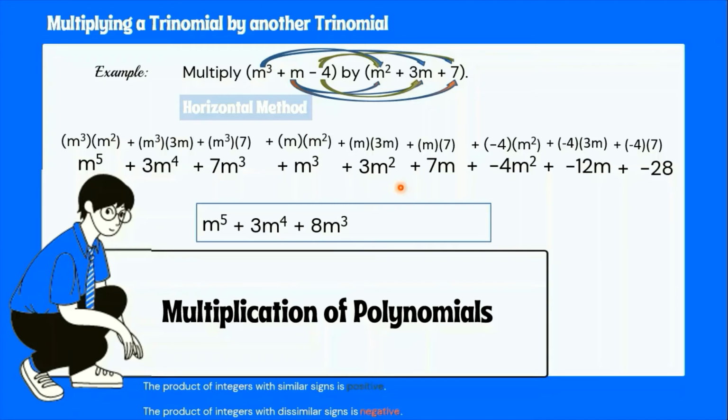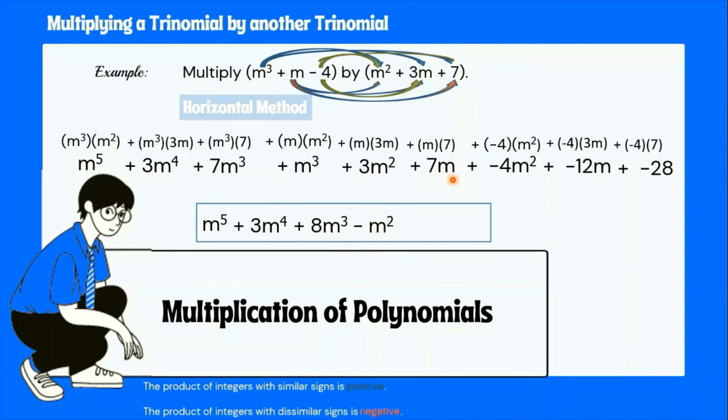Doon naman tayo sa mga terms na merong exponent na 2. Meron din tayong dalawa. Positive 3m squared at saka negative 4m squared. So, dahil magkaiba yung kanilang signs, we need to subtract their absolute values. Kaya ito ay magiging 4 minus 3, which is 1. At yung sign ay magiging base dun sa ating sign ng larger number. Kaya magiging negative 1 yung ating sagot. Since negative 1 ito, no need na ipakita yung 1, invisible lamang ito. And then copy the literal coefficient to make sure lang na negative siya, to emphasize na negative itong term.